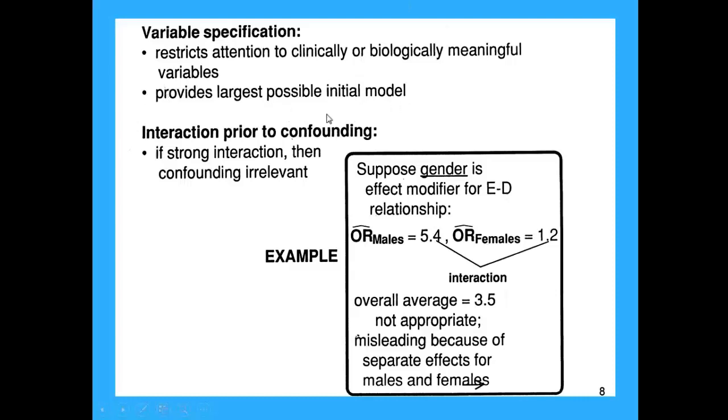So what does that mean? Okay, well, first of all, what I'm saying here is, in the variable specification stage, what you're going to do is you're going to say, well, what variables ought to go in the model? And in what form should they go in the model? And once you decide that and you put the form together, you're basically coming up with a starting model. And what I mean by provides the largest possible initial model is, this is going to be a model that, at the most, is going to include everything you want to.